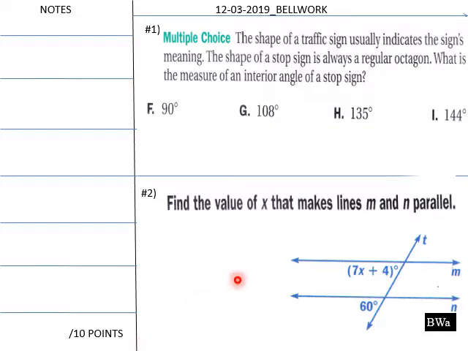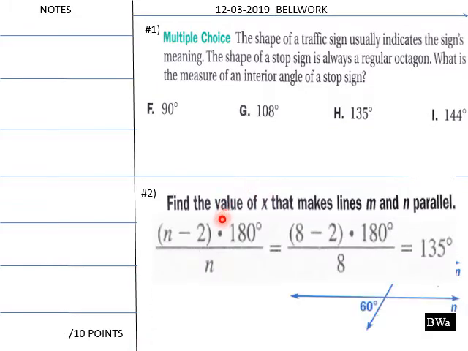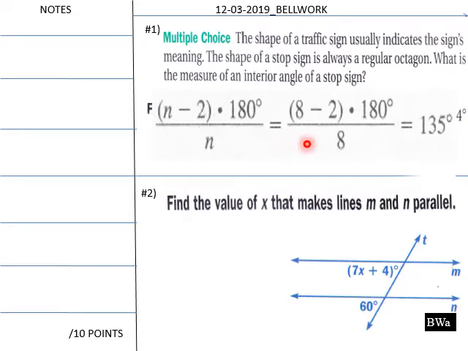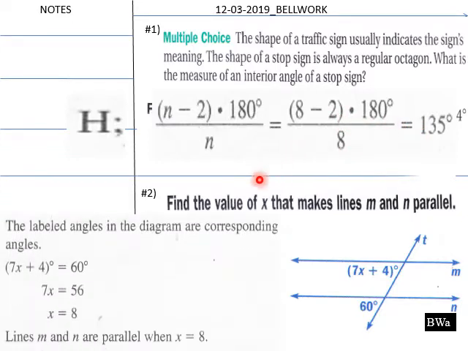Okay, welcome back for solutions to our bell work. Here are the solutions for number 1, 135 degrees. Here is the formula for finding an interior angle of a polygon. So the correct response would be H. It'd be great if you have this work. Students, if you don't, you should copy this down and include it with your classwork sheet.